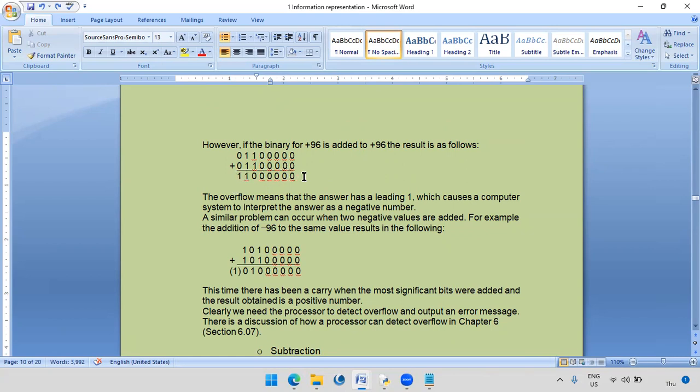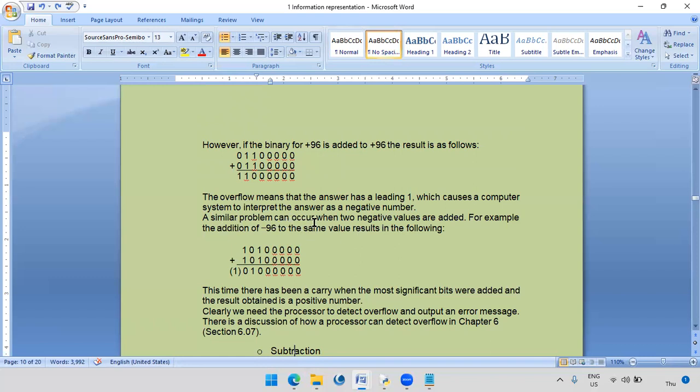What happened? There is no overflow, no? The overflow means that the answer has a leading 1, which causes a computer system to interpret the answer as a negative number. So here, what happens is 1, 2, 3, 4, 5, 6, 7, 8. The 8 bits, nothing lost. But where this should be 192, plus 96 and plus 96 is 192. But what does this give? This is negative. 1, 2, 4, 8, 16, 32, 64. Negative 64 is the answer. So that's all wrong.